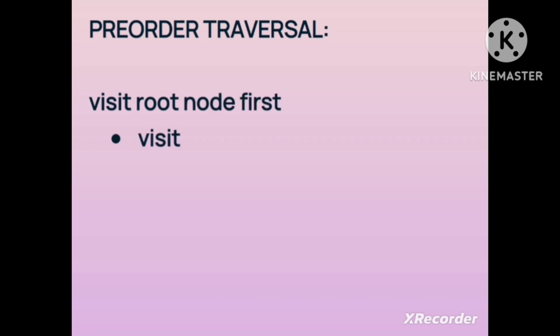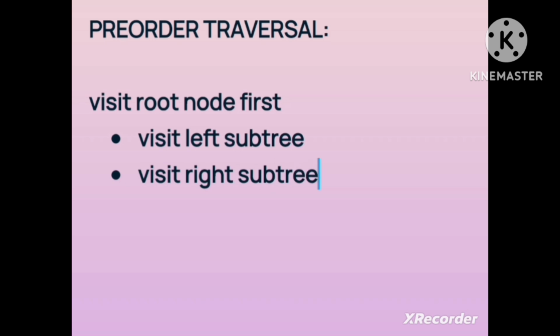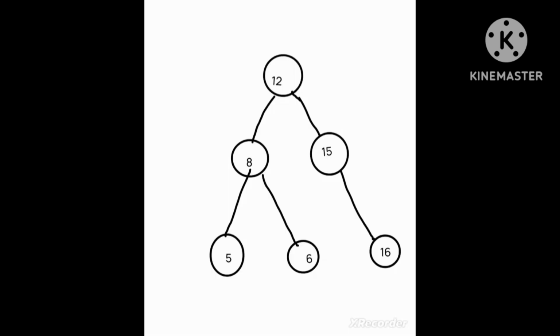Now in this pre-order traversal we will first visit the root node and print it out or perform the operation on that, and then we will visit the left subtree and then the right subtree. So in this way the pre-order traversal will be performed on the binary tree. First of all we understand this pre-order traversal by using an example.